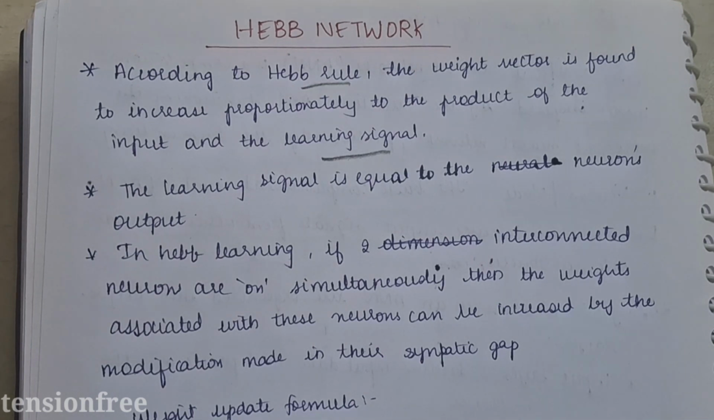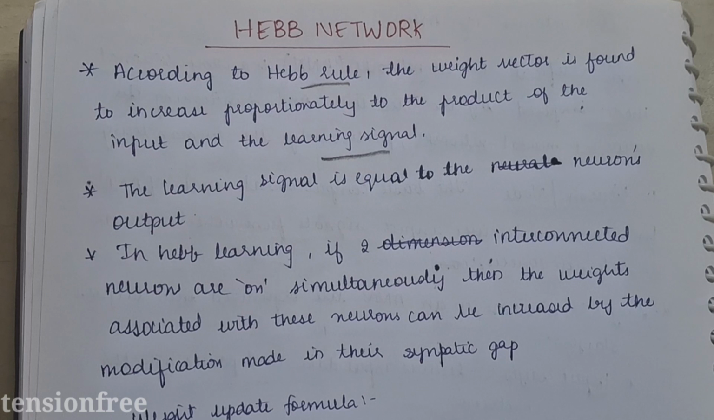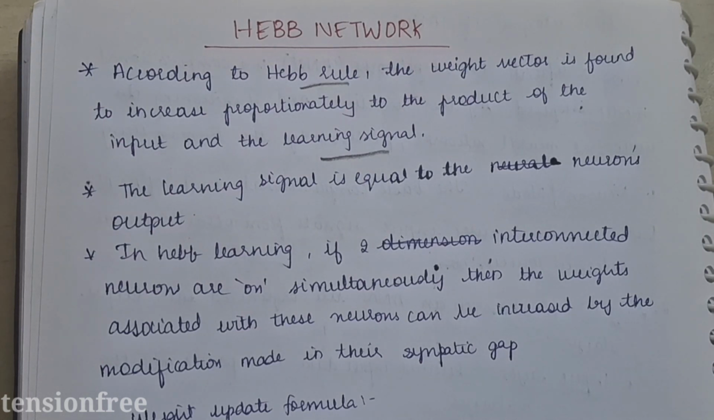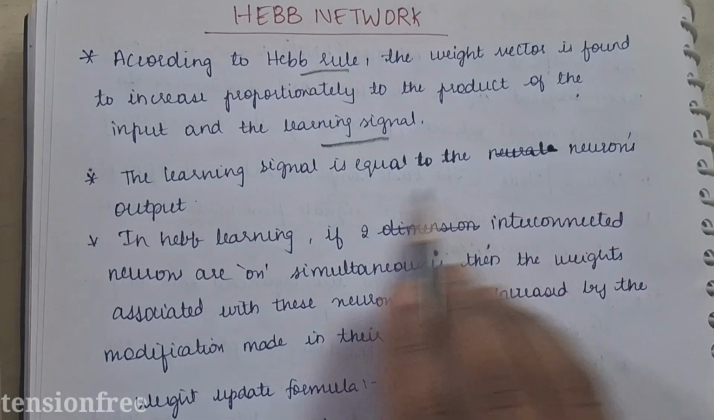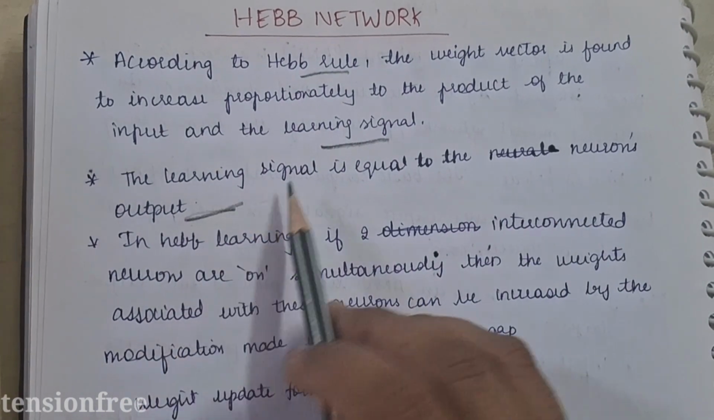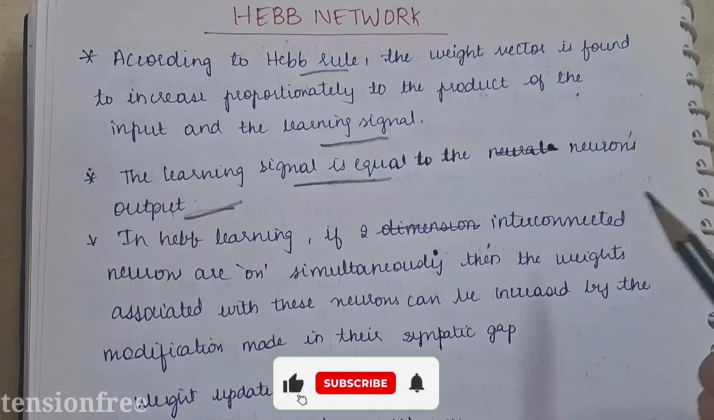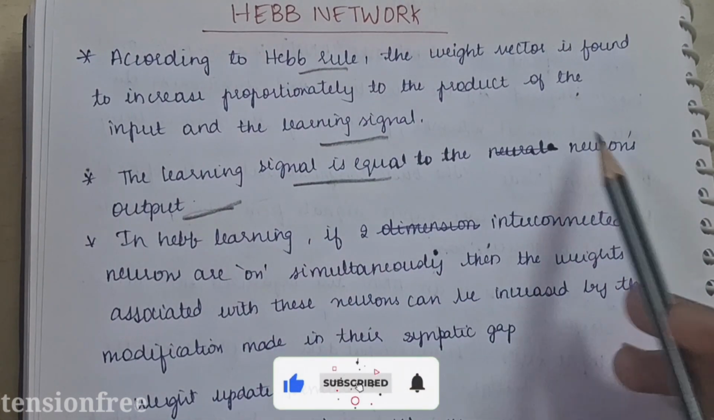The weight vector will be recognized to increase in proportion to the product. The proportionality of the product has to be increased, so in this Hebb network we will be finding the weight vector. The learning signal is equal to the neuron's output. The learning signal will always be equal to the neural output.